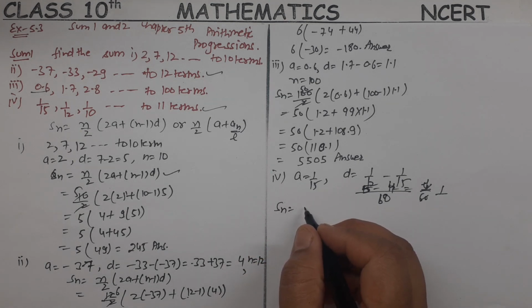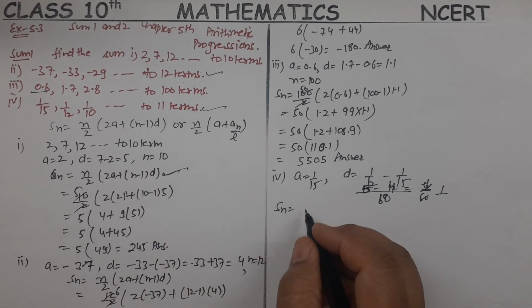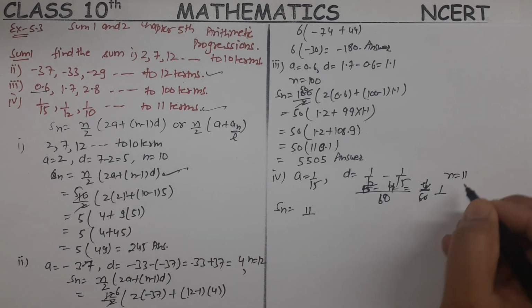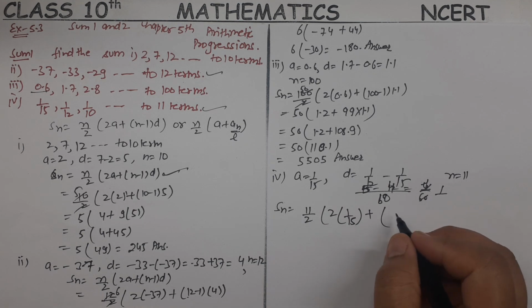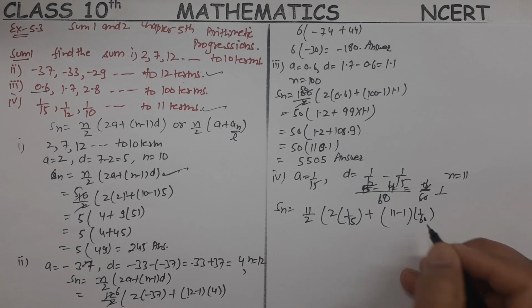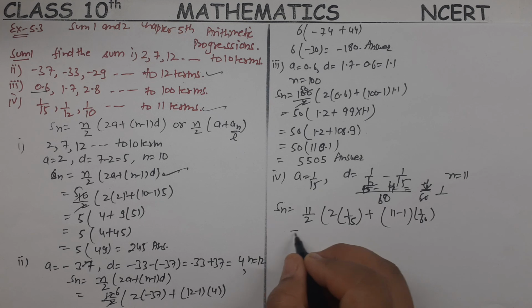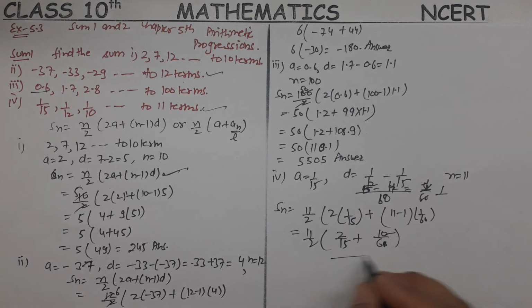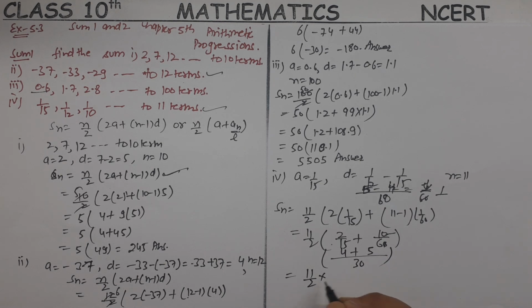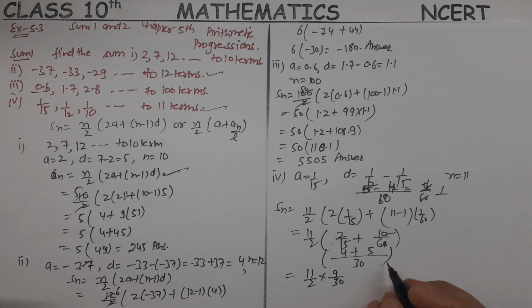Formula to find Sn: n by 2 into 2a plus (n minus 1)d. Here n is 11. 11 by 2, 2a plus (n minus 1)d, d is 1 by 60. Solving. 2 by 15, 10 by 60, take LCM 30. We have 11 by 2 into 9 by 30. Answer is 33 by 20.